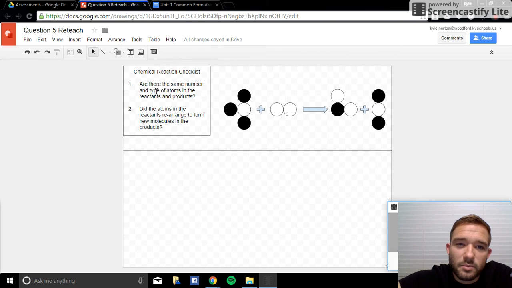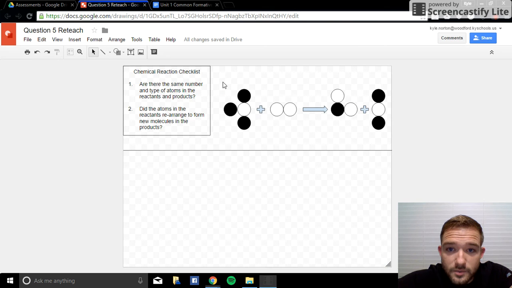Number 1, are there the same number and type of atoms in the reactants and products? Well, here we go. 1, 2, 3 blacks in the reactants. 1, 2, 3 blacks in the products. 1, 2, 3 whites in the reactants. 1, 2, 3 whites in the products. Check. So did the atoms in the reactants rearrange to form new molecules in the products? Well, does this molecule here and this molecule here look anything like these 2 molecules? I think we'll find that the answer is no. And the reason is because these 2 molecules broke apart, rearranged, and formed new bonds made of different formations of the same atoms. And therefore, this is a chemical reaction.